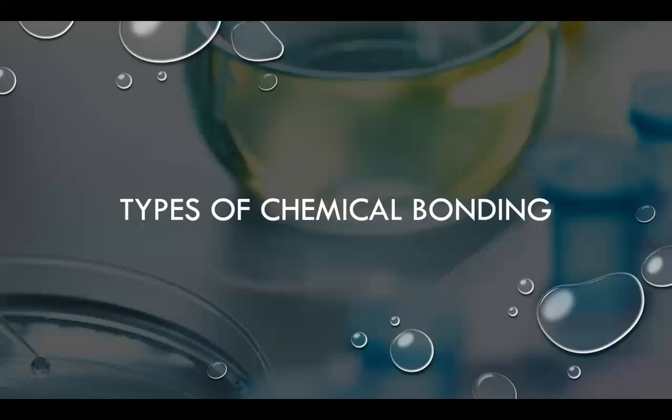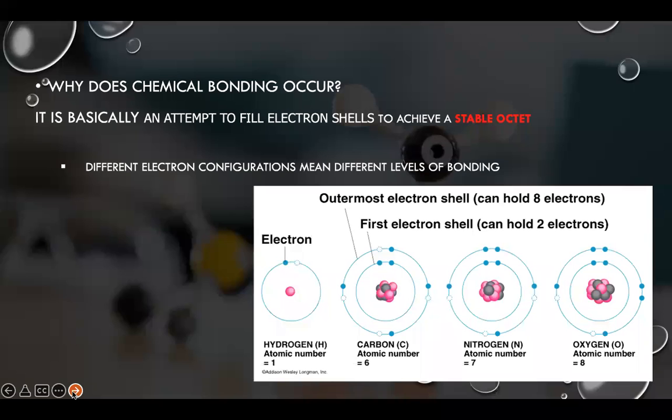It is basically an attempt to fill electron shells to achieve a stable octet. A stable octet is achieved by having 8 electrons, or sometimes 0 electrons, in the outermost shell of an atom. So in order to know and learn more about chemical bonding and their types, we must first know how electrons are distributed across the shells of an atom. Different electron configurations mean different levels of bonding. And so we must know how to distribute the electrons across the shells.